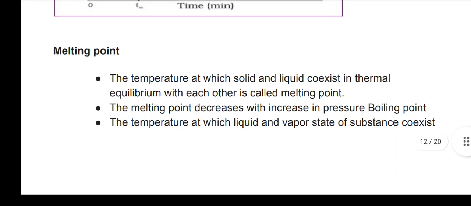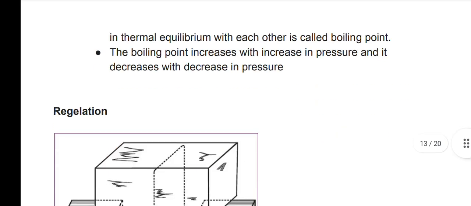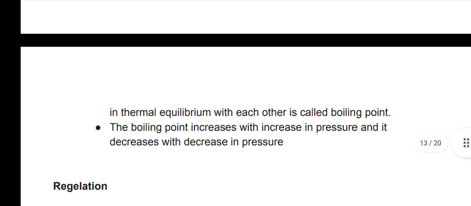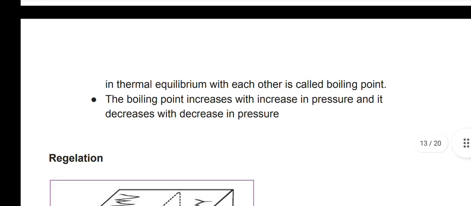Melting point. The temperature at which solid and liquid coexist in thermal equilibrium with each other is called melting point. The melting point decreases with increase in pressure. Boiling point. The temperature at which the liquid and vapor states of a substance coexist in thermal equilibrium with each other is called boiling point. The boiling point increases with increase in pressure and decreases with decrease in pressure.